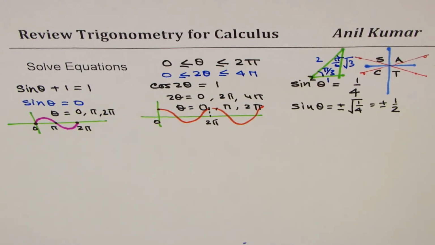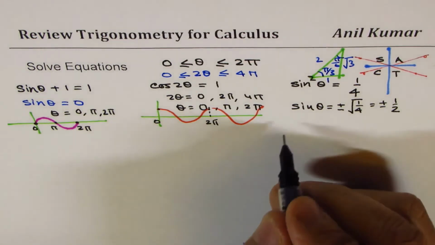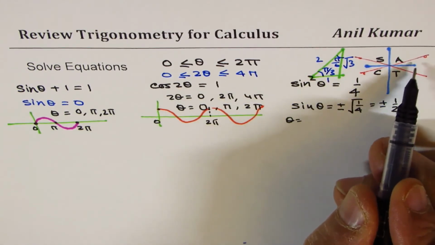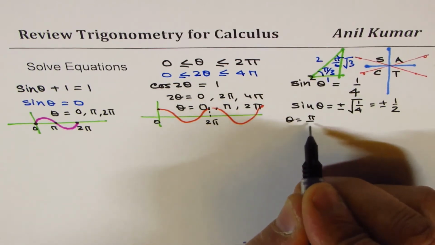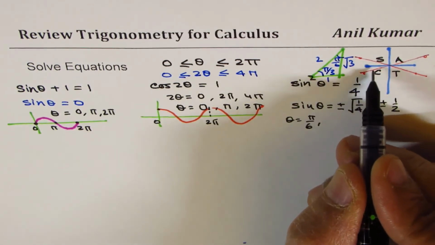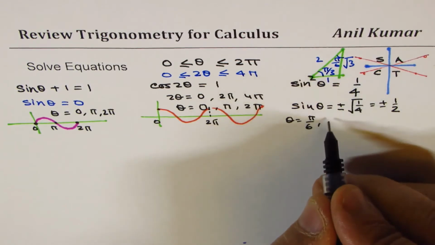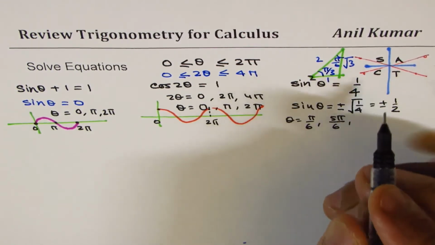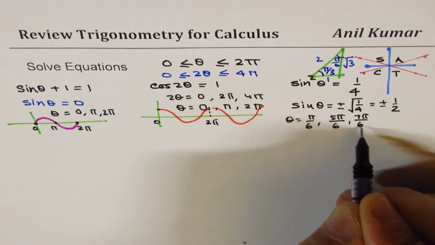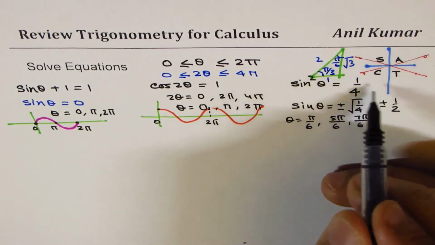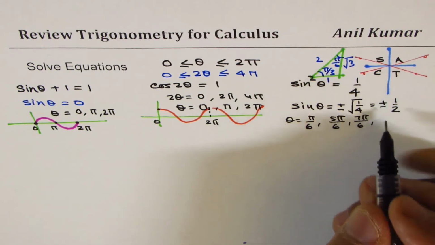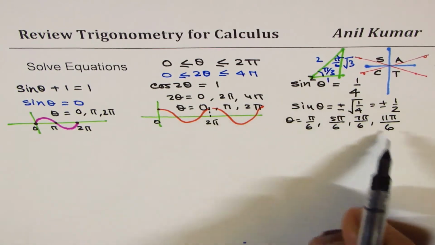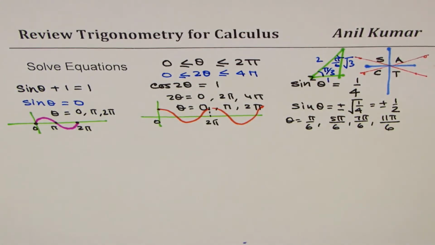How do you get all of them? Well, theta is equals to, for half in the first quadrant, pi by 6. In the next quadrant, it is pi less than pi by 6, or 5 pi by 6. Now here it is pi more than pi by 6, 7 pi by 6. Now here it is pi by 6 less than 2 pi, correct, or 12 pi by 6, which gives you 11 pi by 6. So you get these four solutions. Do you understand?